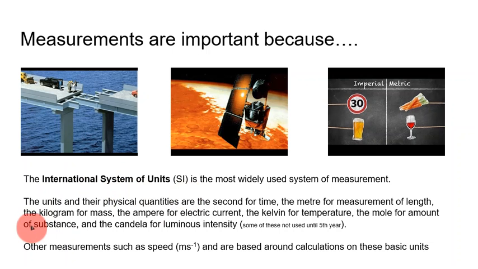This system is what's known as the International System of Units, or SI units, and it's the most widely used system of measurement. So the units and their physical quantities are, for example, the second for time, the meter for measurement of length, which we're going to focus on in this lesson, the kilogram for mass, the ampere for electrical current, the Kelvin for temperature, the mole for the amount of a substance, and the candela for luminous intensity. Other measurements such as speed, which is in meters per second, are based on calculations from these basic units as well. So we're going to focus specifically on length.